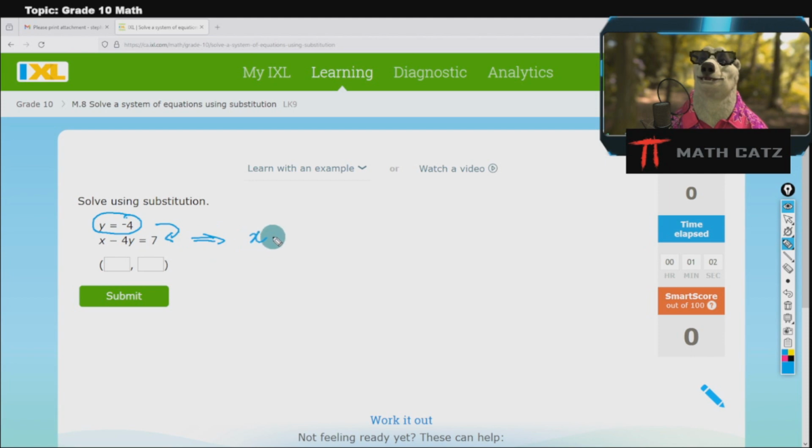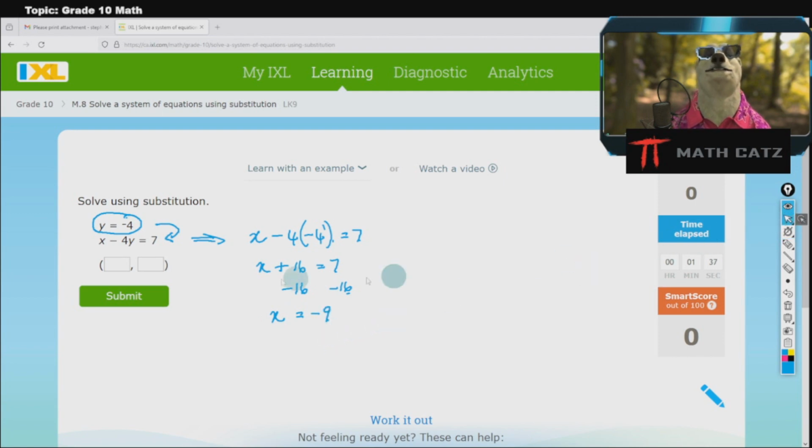That then becomes x minus 4 times the -4 that was y. And it equals 7. I'll simplify a little bit here, not skipping too many steps. -4 times -4 is a positive 16 equals 7. And now I want to solve for x, subtracting 16 on both sides, and we get x is equal to -9. So let's type that in there.